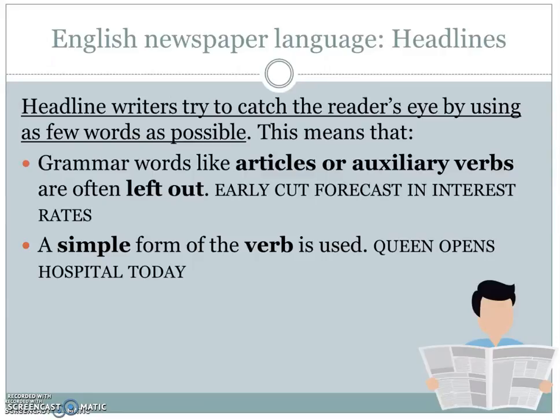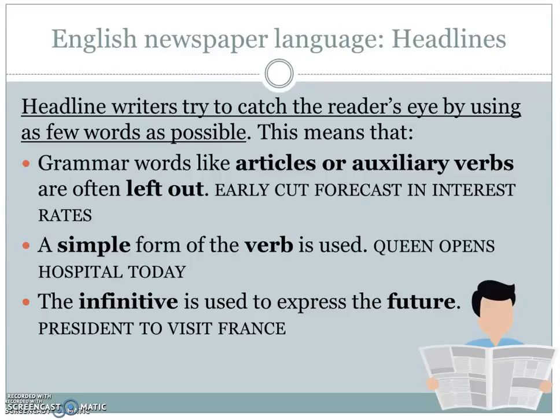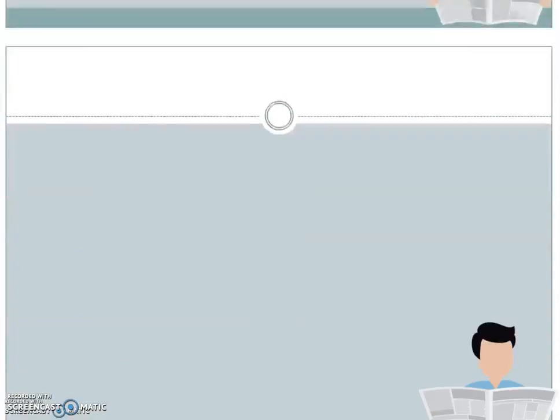Besides, a simple form of the verb is used, as we can see in the headline, "Queen opens hospital today." And usually, the infinitive is used to express the future. We can see an example in the headline, "President to visit France."